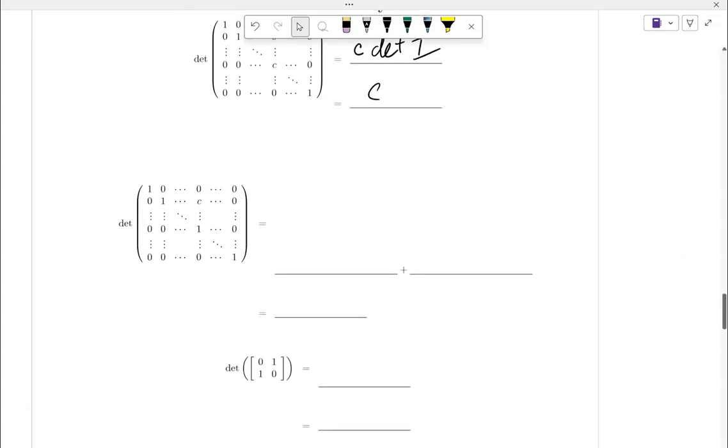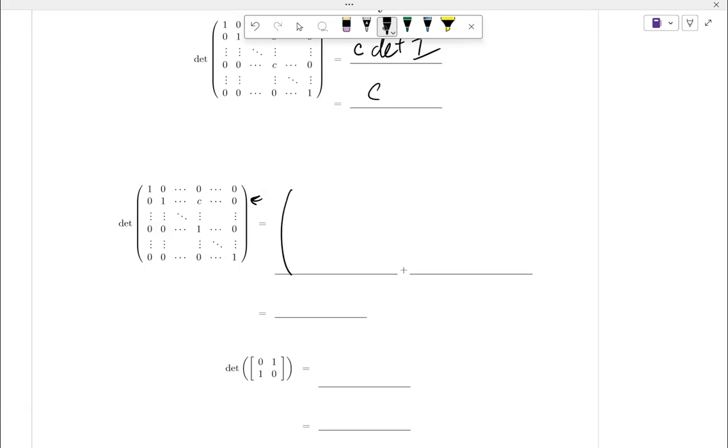Okay, what did I do in the next one? Good. I took this row, whatever row it is, multiplied it by C, and added it to that row, correct? Okay. So if I think about this again, this row right here is a sum of two things, right? You agree with that? Okay.